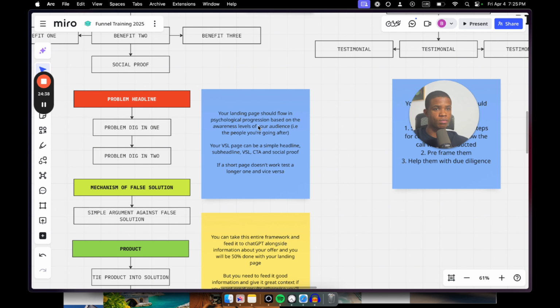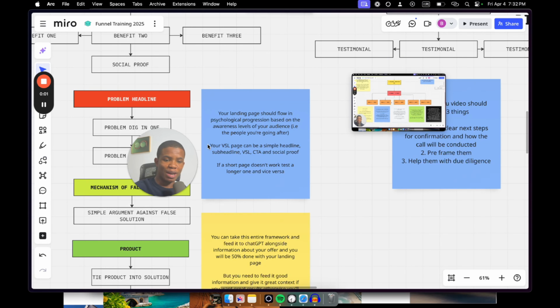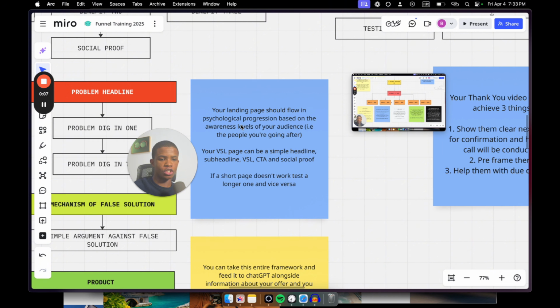And that's why sometimes you need to create multiple landing pages for different traffic sources. So a landing page for cold traffic is very different from a landing page for organic traffic. And by the way, I know I'm overloading you guys with a ton of sauce. I don't think you've seen this sauce anywhere, but your landing page should flow in psychological progression based on the awareness levels of your audience, i.e. this means the people you're going after.